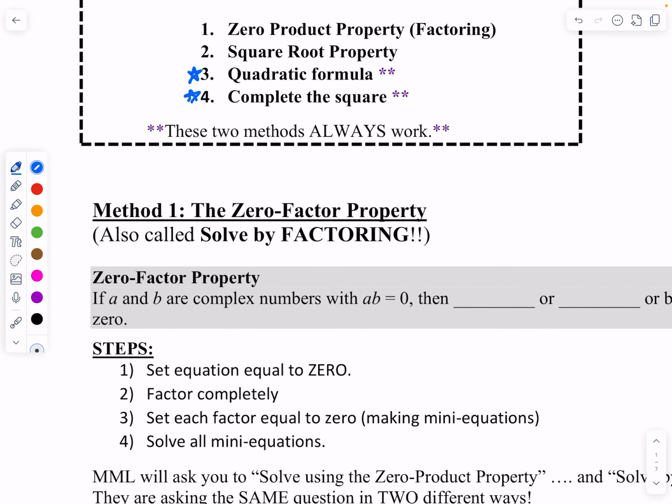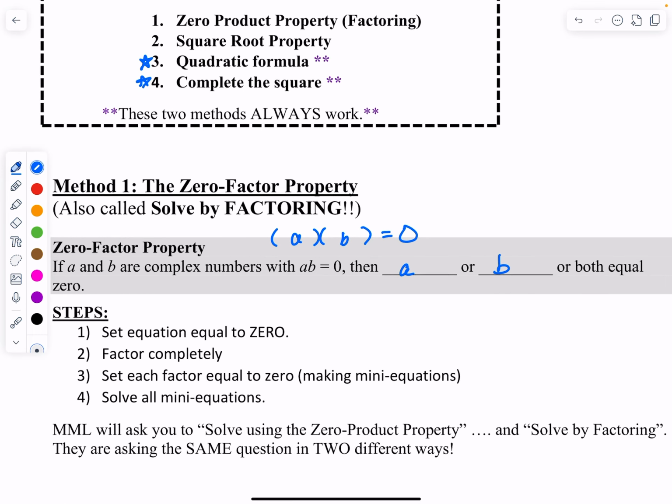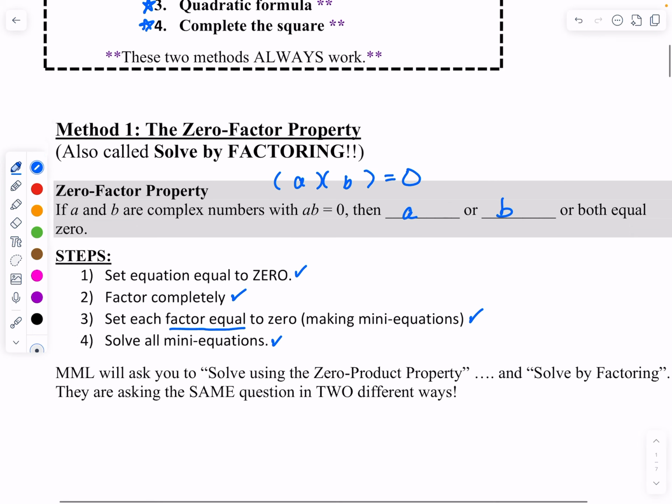the zero factor property. And basically what it says is when you have 2 things that are multiplied together and they equal 0, either A, the first one has to be 0, or B, or both have to be 0. So that's why we factor them, and then we set each piece equal to 0. So, we set it equal to 0, we factor it completely, then set each factor equal to 0 and solve those little mini equations. You'll probably remember doing that at some point in your life.